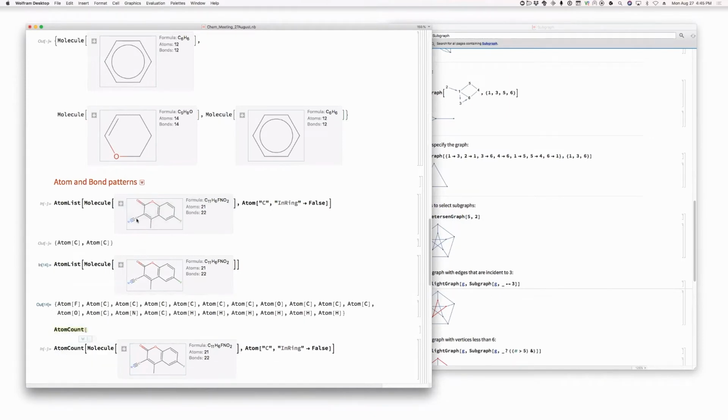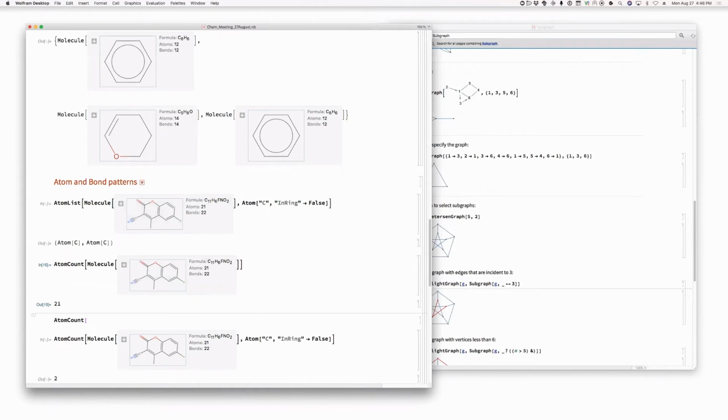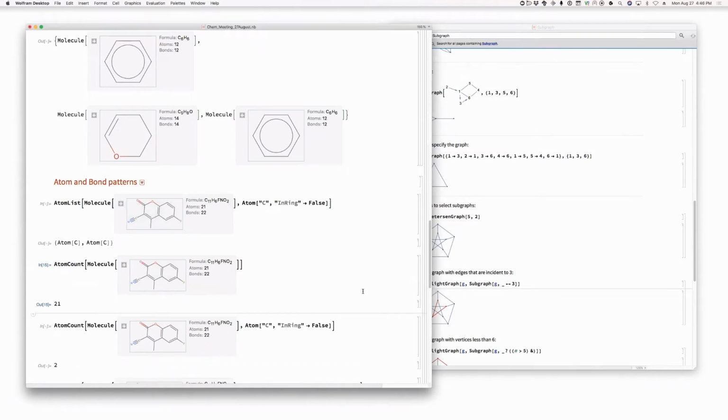Okay, so atom count. If I make this atom count, really? Why am I not getting the count of each? Why is that even useful? Wait, what were you expecting? Atom count. I was expecting an association with the number of carbons, the number of this, the number of that. That's not what vertex count gives you. I mean, knowing the number of atoms in your molecule is very useful. Oh, it is? Okay. Right.